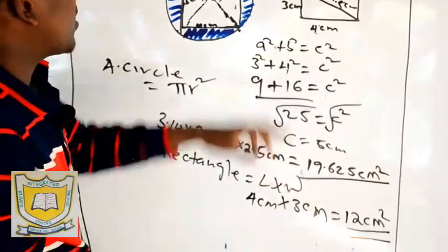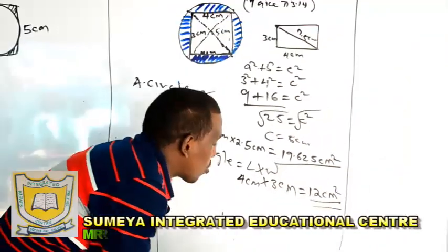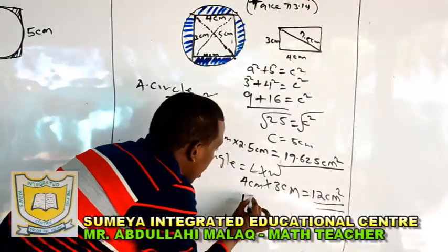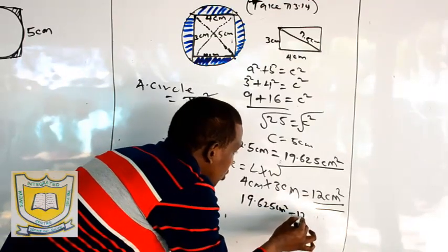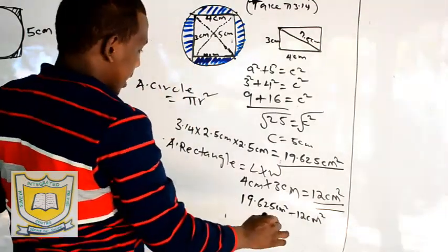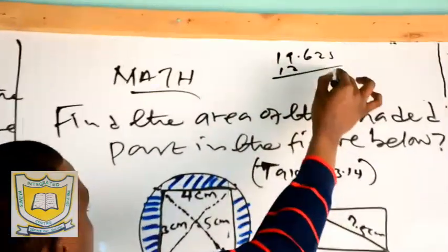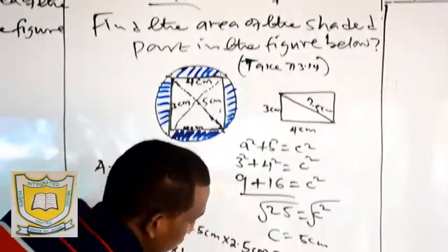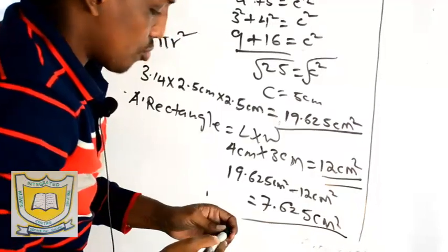To get the parts which are shaded, we remove the inner part. How can we remove the inner part? We subtract. So you say 19.625 centimeter squared minus 12 centimeter squared. Let us subtract now. 19.625 minus 12, you get 7.625 centimeter squared. That is the area of that shaded part.